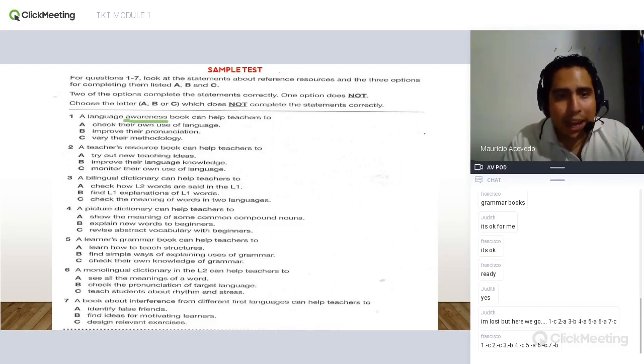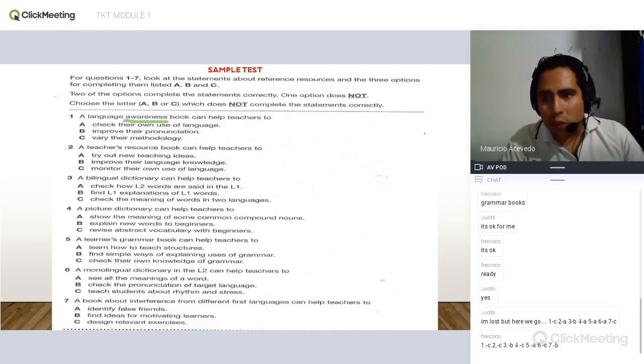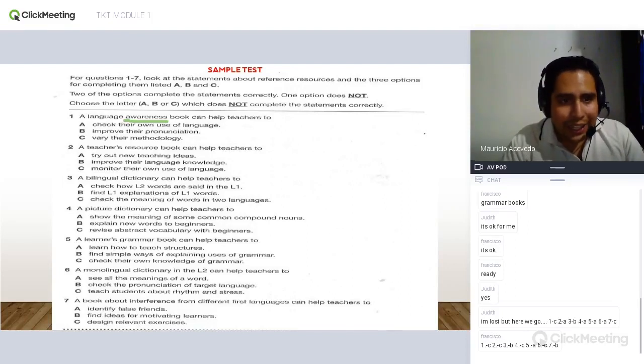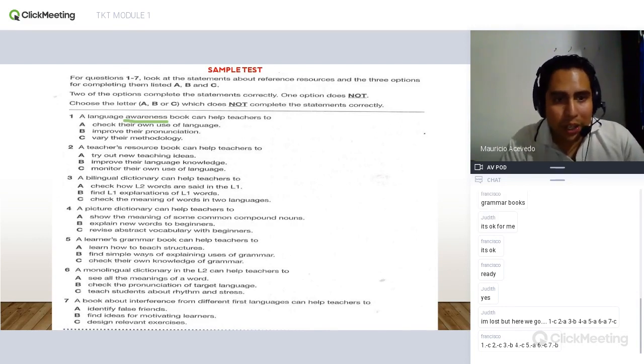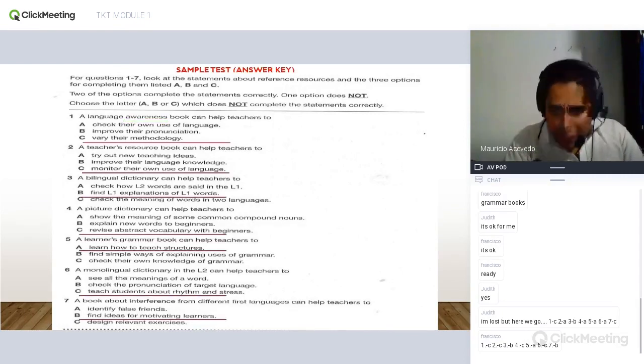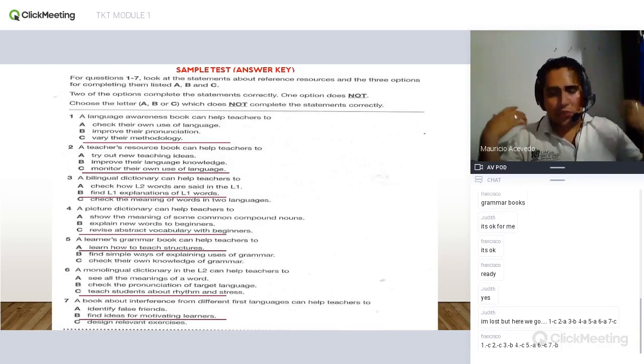And finally, seven, a book about interference from different first languages can help teachers too. You wrote C and B. Okay, find ideas for motivating learners or design relevant exercises. I don't know. This is very complicated because we're talking about interference. So I don't think that motivation will be it in this case. So I will go more for Francisco's answers. But don't worry. Let's check the ones from Cambridge.